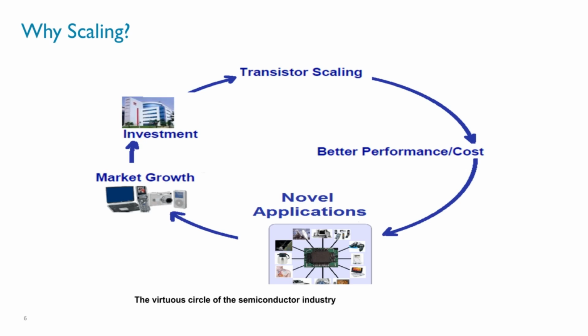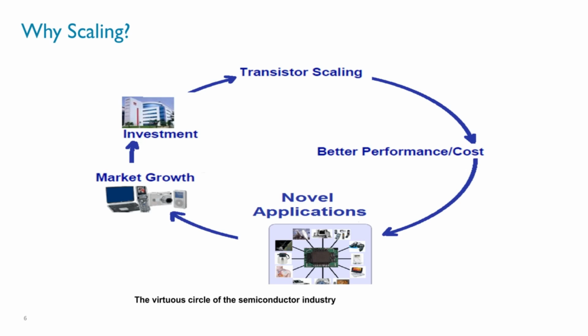Let's walk through it. We can start anywhere, but let's begin with investment. To make computer chips, you need incredibly complex and expensive factories called semiconductor foundries or fabs. Building and equipping these requires massive financial investment, often billions of dollars. This investment enables the next step, transistor scaling. This is the practical application of Moore's law.